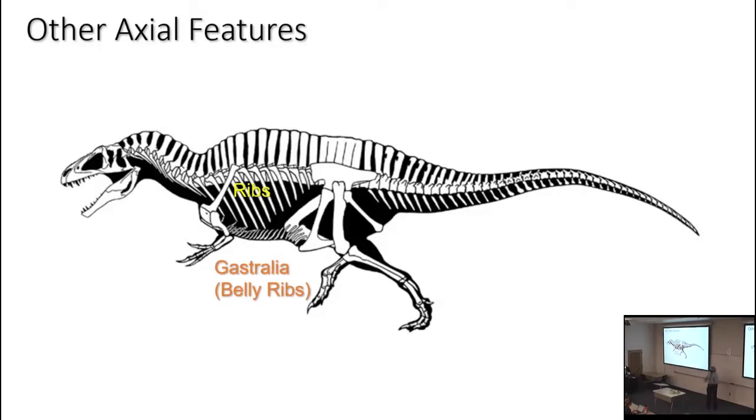And then the belly ribs. Well, I can't point to them on meat because we don't have them anymore. But many types of vertebrates have a series of what we call gastralia, or belly ribs, that extend down the mid part of the body. We'll talk about the function of gastralia, at least in archosaurs, dinosaurs and their kin, in a later lecture.